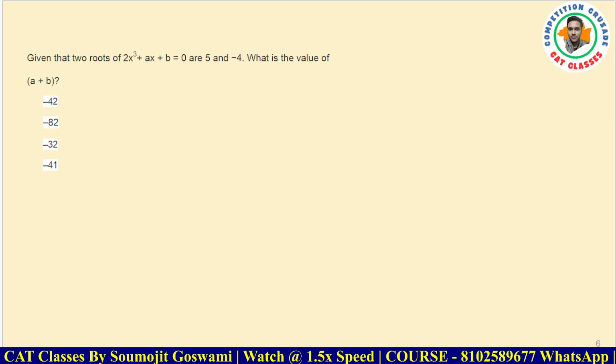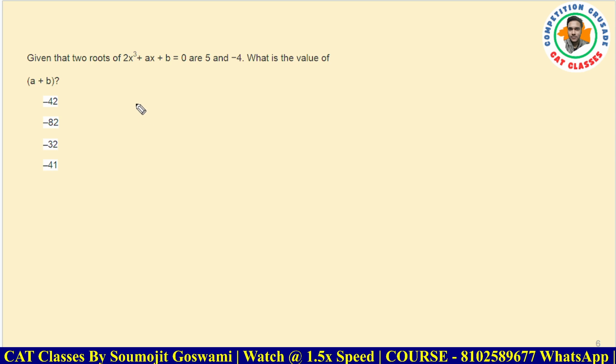Given the roots of this thing, what is the value of a plus b? Let's do this. Okay, so this is a cubic, 2x cube plus ax plus b equal to 0. Yeah, we'll have to do some substitution business. So let's do some substitution business.